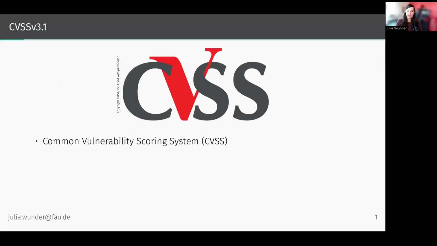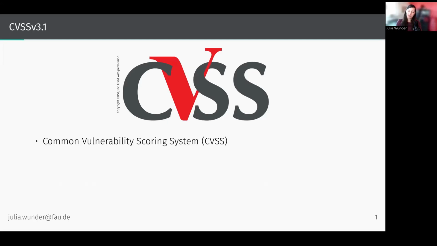So CVSS stands for the Common Vulnerability Scoring System, which is maintained by FIRST, and CVSS is used by many organizations and companies for vulnerability management. With CVSS, a score can be calculated for a vulnerability, which then indicates the severity of the vulnerability. And with severity, the vulnerability can then be prioritized, for example.